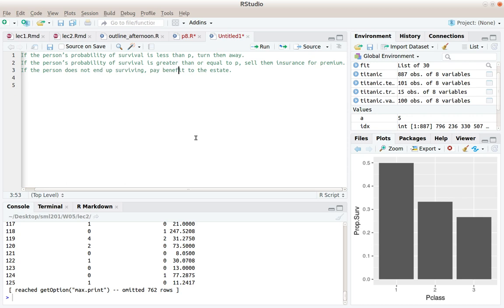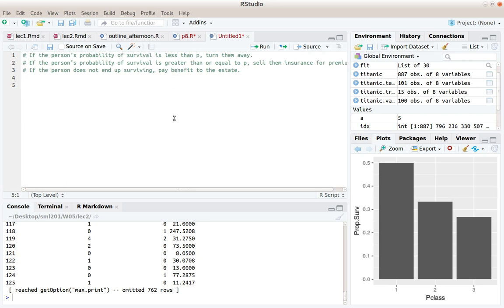Okay. Now, our goal here is to write a function that takes in a model, performs the prediction, and then basically computes what the profit or loss is under the procedures that are defined by P and premium and benefit. So let me first write this without the function, and then we'll put everything in a function.